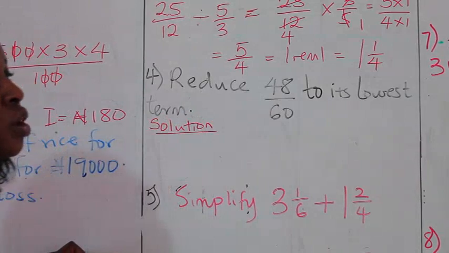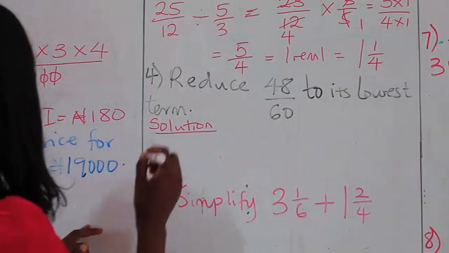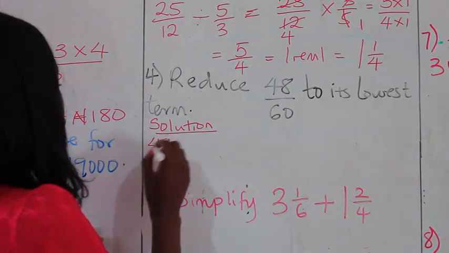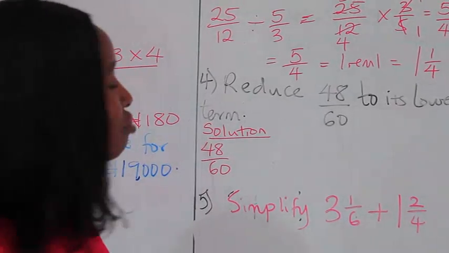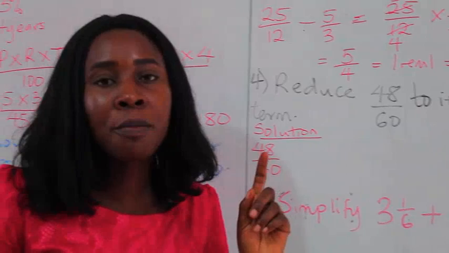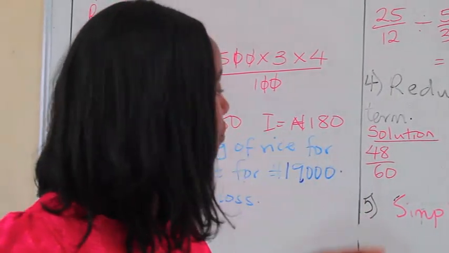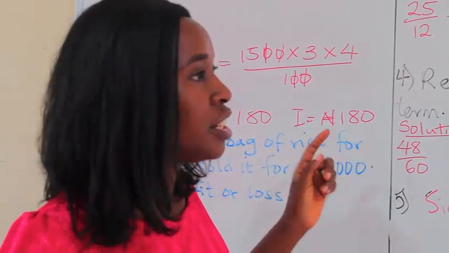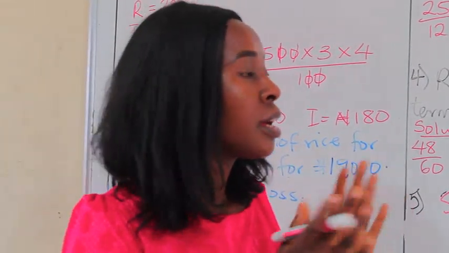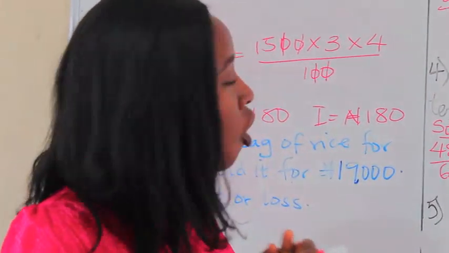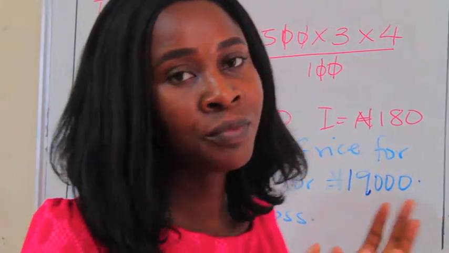48/60 to its lowest term. To reduce to its lowest term, we need to think of a single number that can divide both the numerator and the denominator. And so many numbers come to my mind.